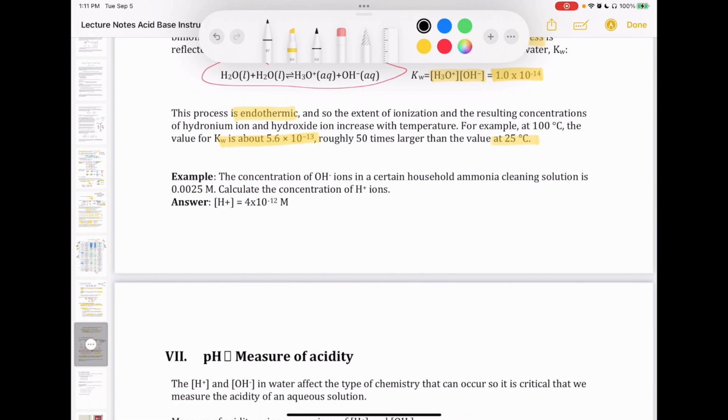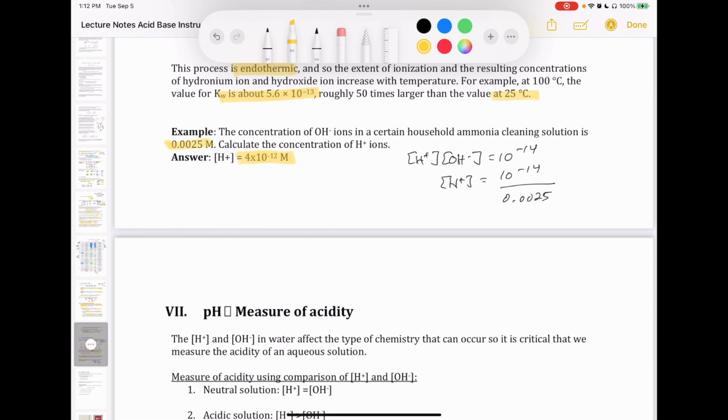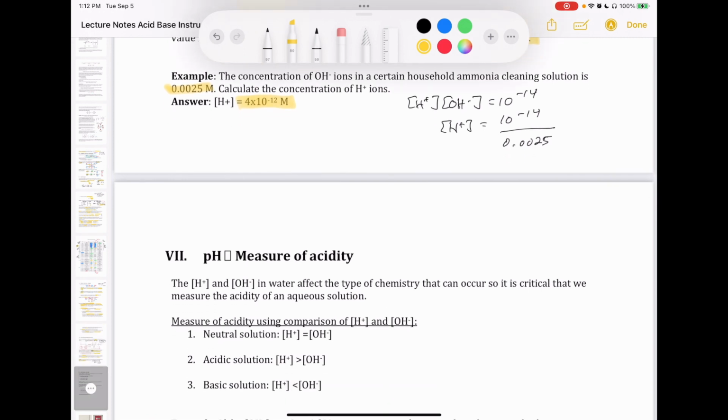One of the beauties of this relationship between hydronium and hydroxide in water, or any water-based solution, is you can calculate one once you know the other one. So for example, we were told here that OH minus is 0.0025 in this problem. What's the H plus? All we know is H plus times OH minus has to equal 10 to the minus 14. And so knowing OH minus allows us to calculate H plus, which is just 10 to the minus 14 divided by 0.0025, which ends up giving us 4 times 10 to the minus 12 molar. Okay, again, this only works if the solutes are in the presence of water, right?